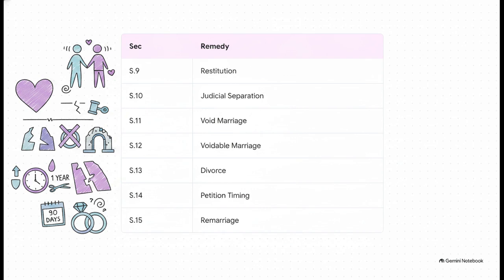Section 12 handles voidable marriages, which leads to annulment. Section 13 is your standard divorce provision. Then we hit Section 14 for petition timing. Basically, you generally can't file before the 1-year mark unless you can prove some exceptional hardship. And tapping it off is Section 15 on remarriage, which is only permitted after the 90-day appeal window closes. Fun fact, before 1976, that wait time was actually a whole year.